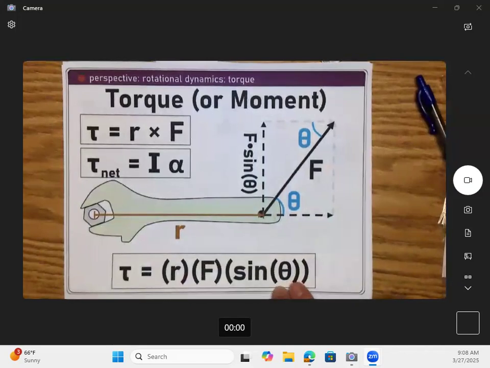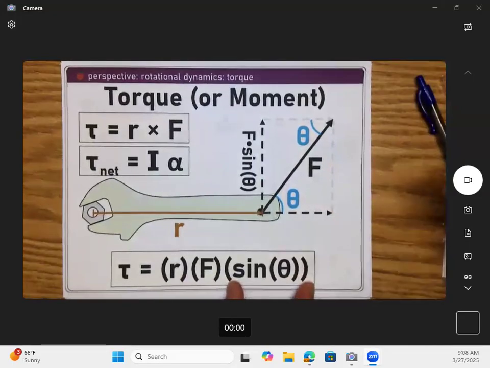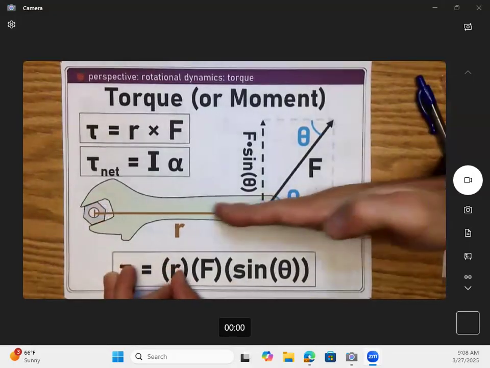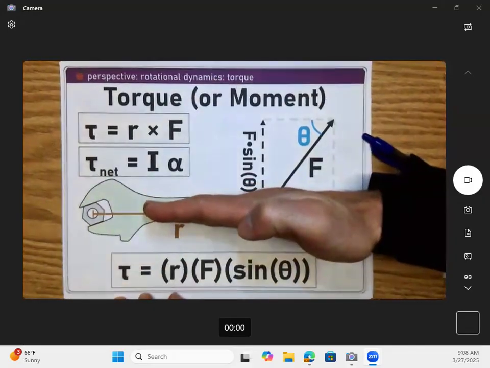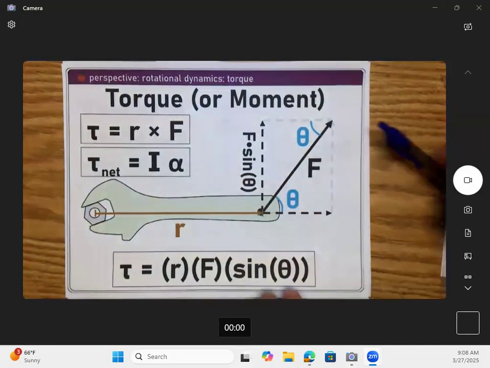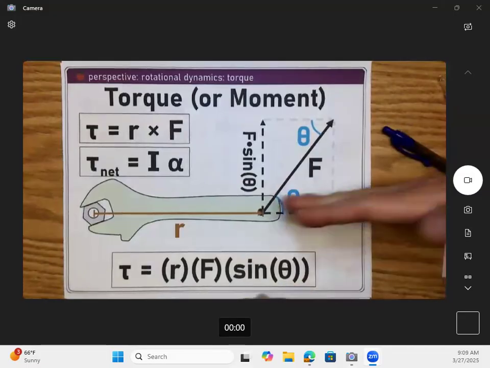What is sine of 90 degrees? 1, which maximizes the sine value. What if I have the wrench and I push exactly parallel to the handle? So I push this way. Is that ever going to turn that wrench? No, there would be 0 torque. In this case, theta would go to 0 degrees. What is sine of 0 degrees? It would be 0, right? So that would indicate no torque.